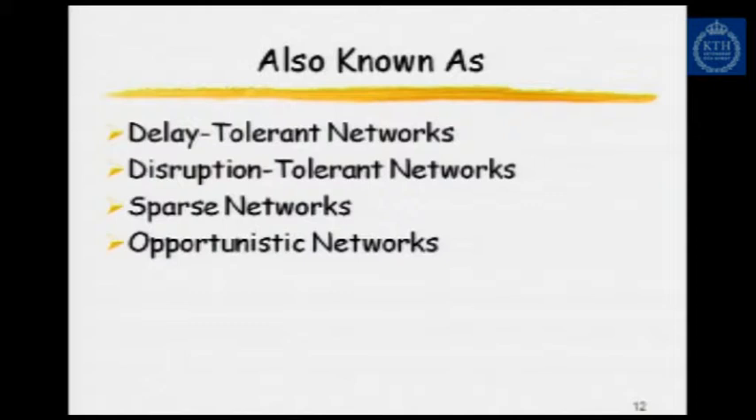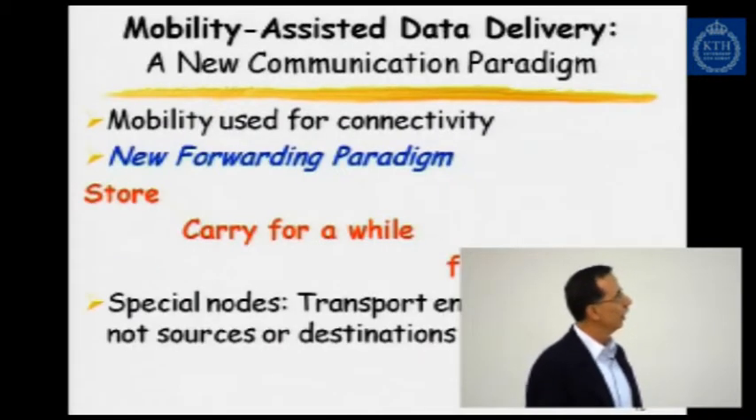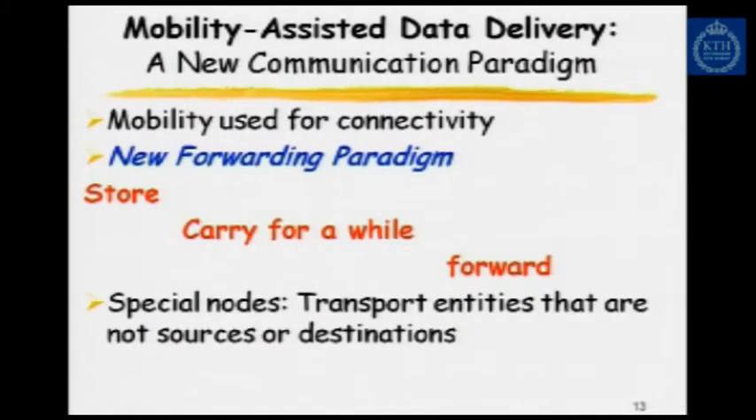There are lots of other names that show up in the literature, and there may be minor variations on what they mean, but they're all kind of intermittently connected networks. Delay tolerant, disruption tolerant, sparse, opportunistic. Okay, so the main paradigm of routing there is a little bit different. While in the MANETs, what we appeal to is our knowledge of wired networks and the way we store and forward data in a wired network, here we do things a little bit differently.